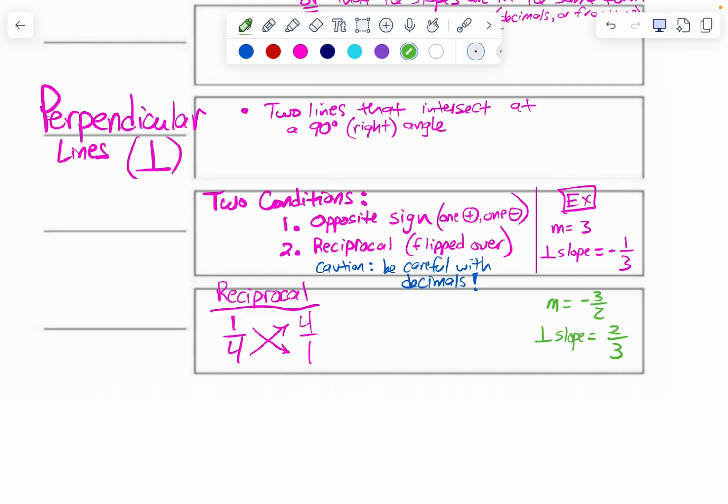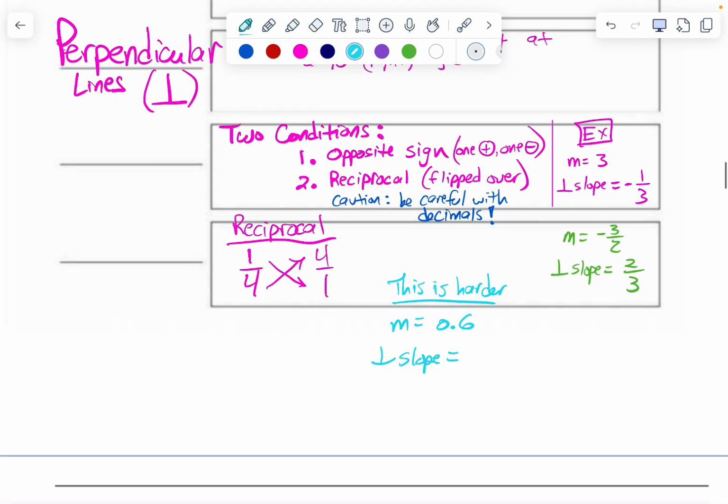Okay, and then I want to put a don't do example, or maybe I should say this is hard, and show an example of that. This is harder. What if our slope is 0.6? What's the perpendicular slope to that? Do you see how that's tough? Like, does anybody know the reciprocal of 0.6? Negative 5/3. He does. Good job, Jack.